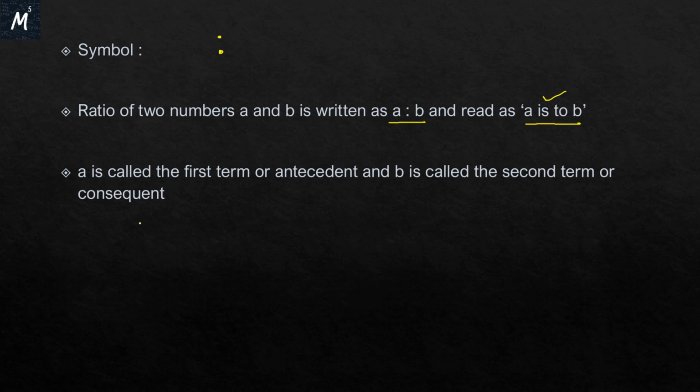The first number in the ratio is called the first term or antecedent. And the second number in the ratio is the second term or consequent. Let's take one example, 4 is to 5. So this is one ratio, 4 is to 5, 4 is our antecedent and 5 is the second number, it is called the consequent.